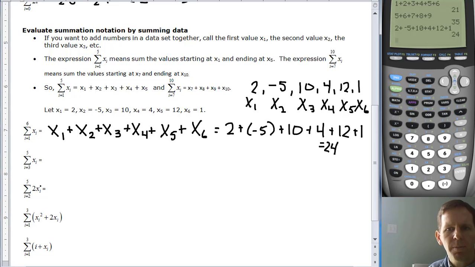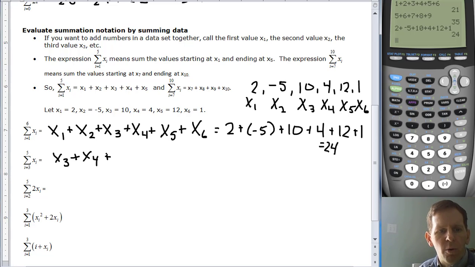In the second example, we have 3 as our starting value, so we'll plug in 3 for the subscript, x sub 3. The next number is going to be 4. And the top number says stop at 5. So we're going to add the third, fourth, and fifth numbers in your list together.